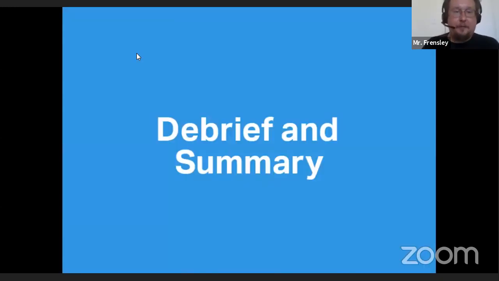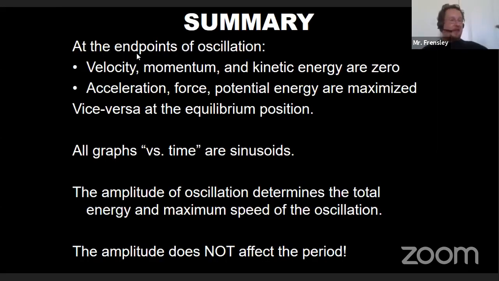All right, so to summarize, at the endpoints, velocity, momentum, and kinetic energy are 0. At the endpoints, you have the most acceleration, force, and potential energy, and that rule is flipped at the equilibrium. At the equilibrium, velocity, momentum, and kinetic energy are the greatest they can be, as in farthest from 0, and then acceleration, force, and potential energy are 0 at equilibrium.